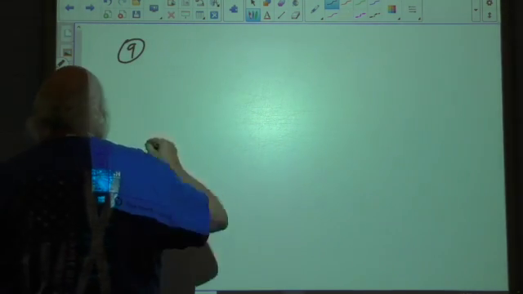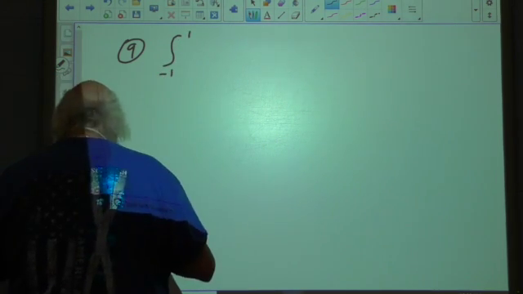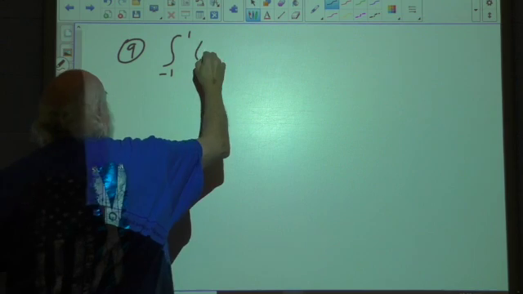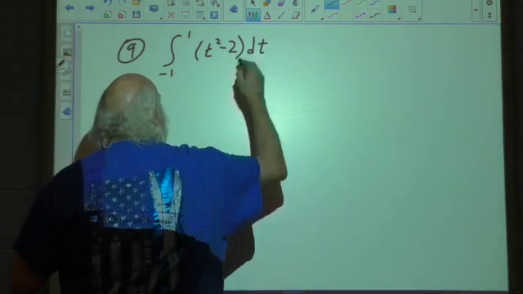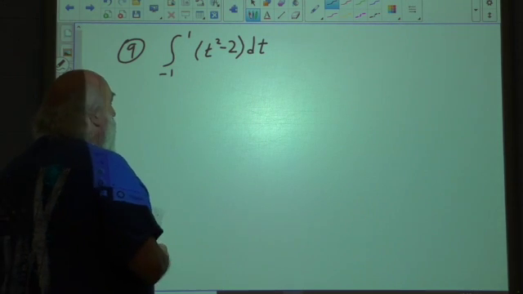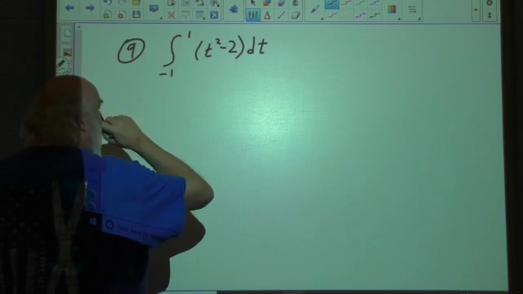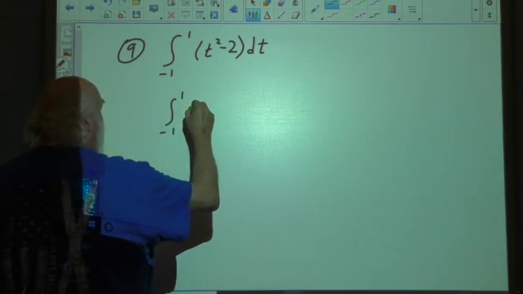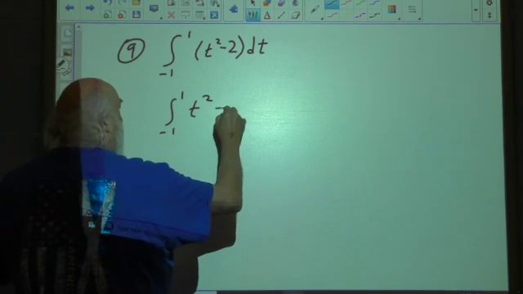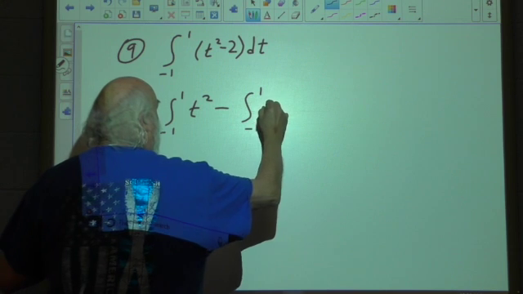Number 9, the problem here is that our integration is going from -1 to 1 of t squared minus 2 dt. Okay? So, again, we're going to integrate this, and we're going to split this into two parts: the integral from -1 to 1 of t squared minus the integral from -1 to 1 of 2.